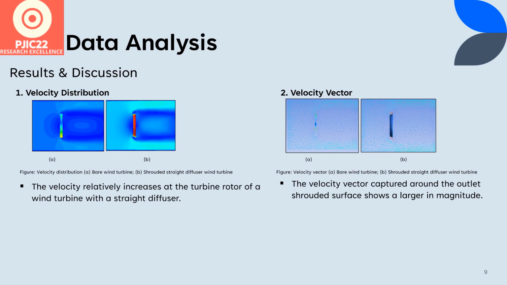Next, we go to the velocity vector. The recirculating flow at the shroud of the straight diffuser wind turbine is observed, causing a turbulent flow field, which is not present in the baseline model. By reviewing the figure, the velocity vector captured around the outlet shrouded surface also clearly shows which is larger in magnitude.